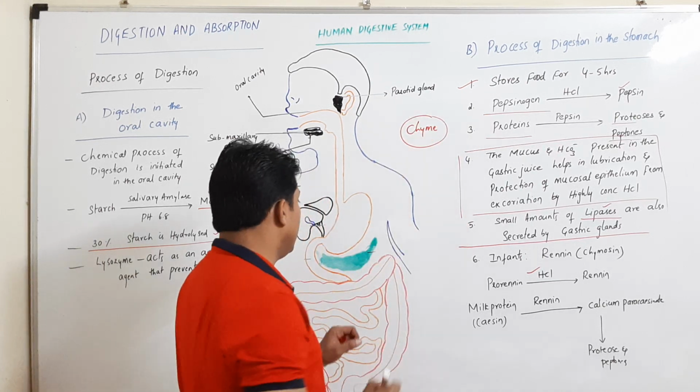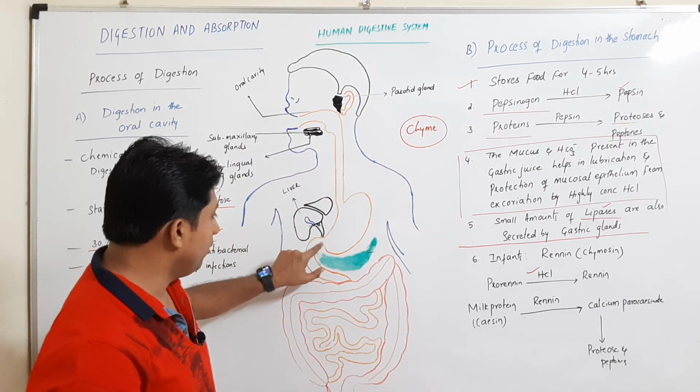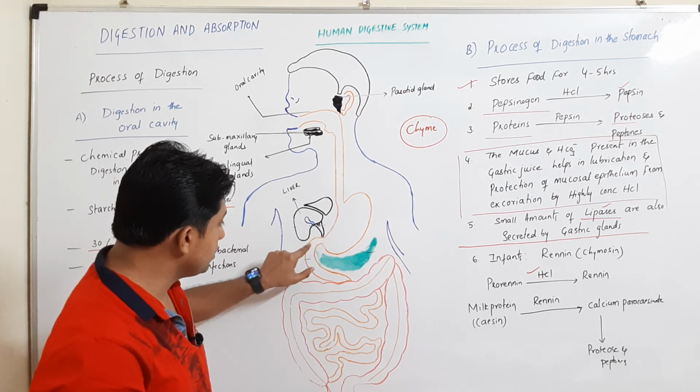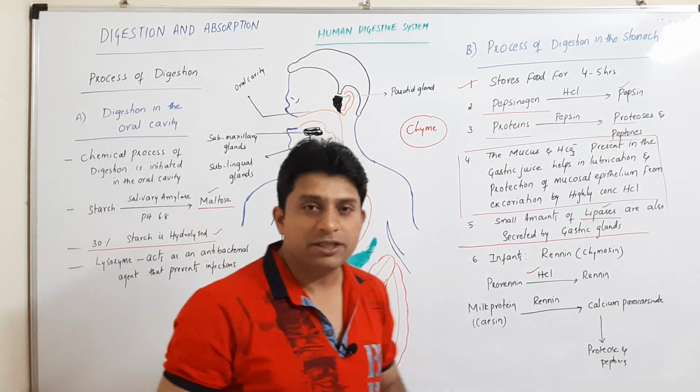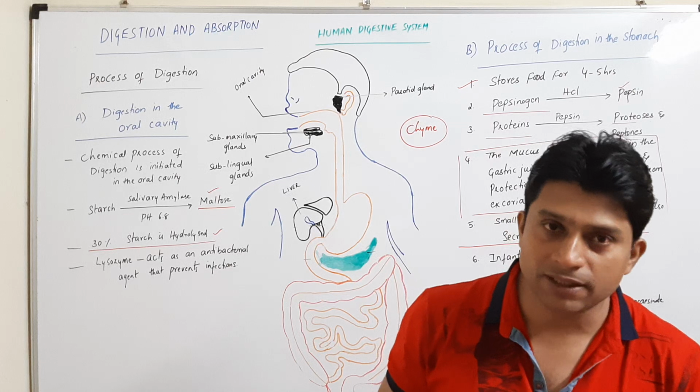Now this chyme slowly, with the help of the pyloric sphincter, reaches the intestine, where the further process of digestion takes place.